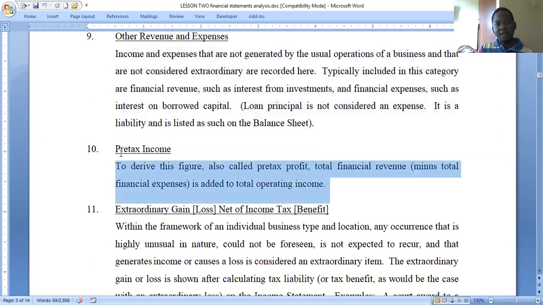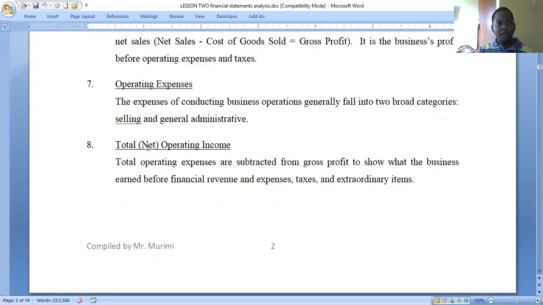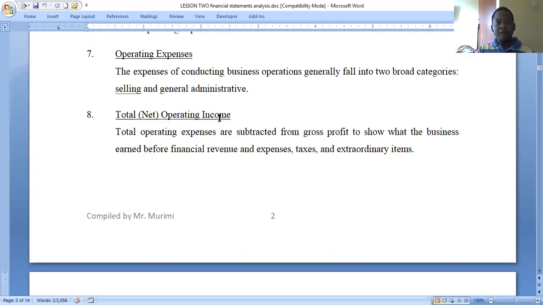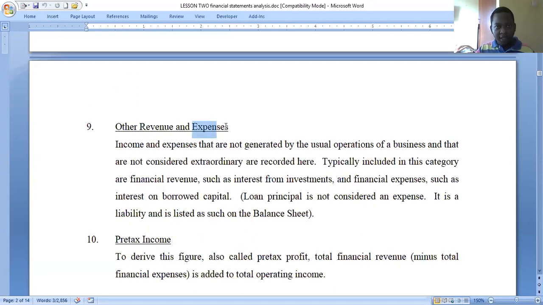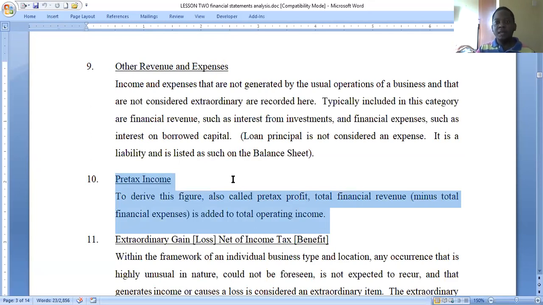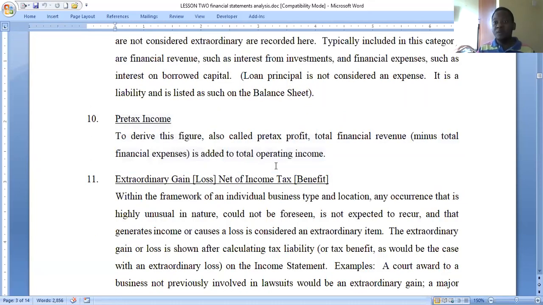And then we have pre-tax income, that is, income before tax. It will be equal to the net operating income less other operating revenues and expenses in net form, which will give us the pre-tax income. So the pre-tax income is equal to the net operating income minus other expenses plus other revenues. It gives us the income before we deduct tax. Then after pre-tax income, we deduct tax, so we get the income tax, which should also be a key component of an income statement.